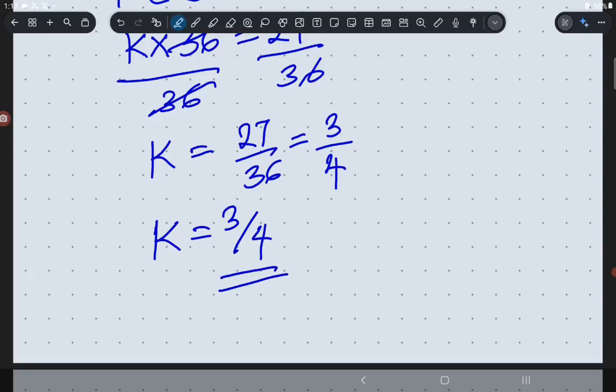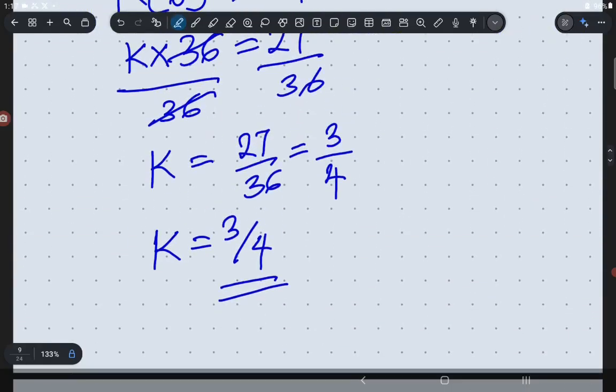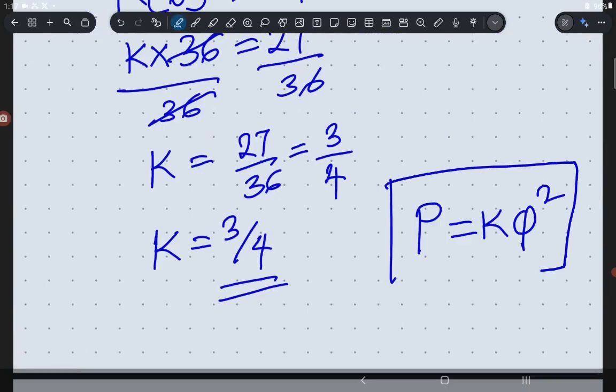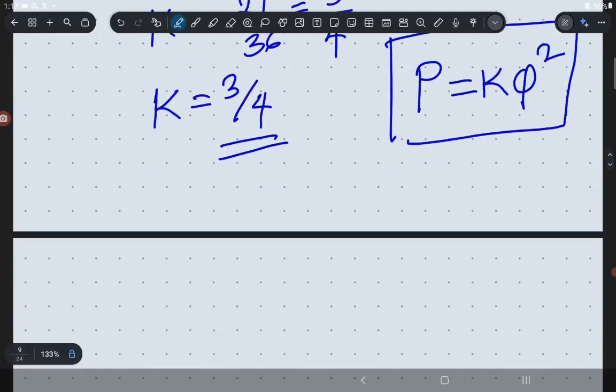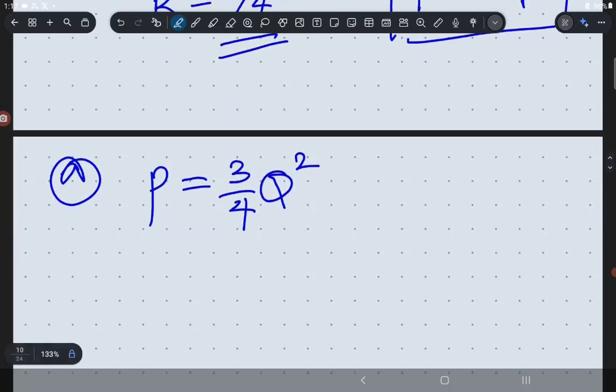So if K is equal to 3 over 4, and our first statement lets us know that P is equal to KQ², this is the relationship, but to really get it, we need to put the value of the constant, 3 over 4, in front of Q². So that is the relationship, and the question continues. For question B, it asks for the value of P when Q is equal to 10.